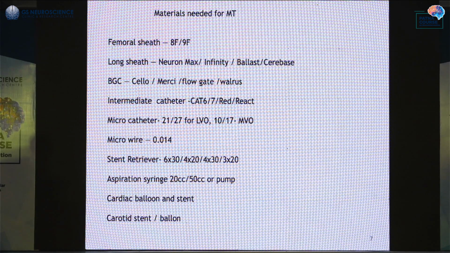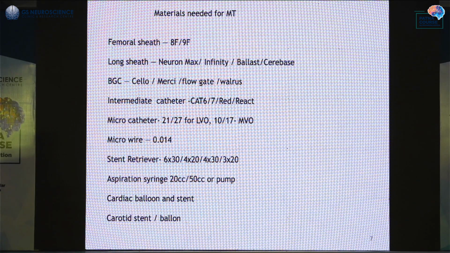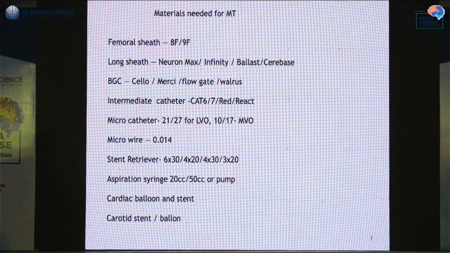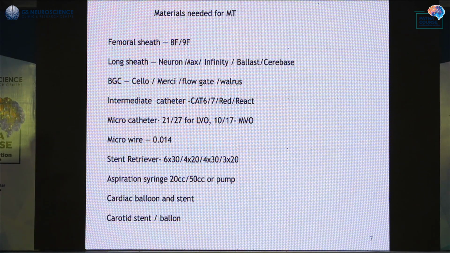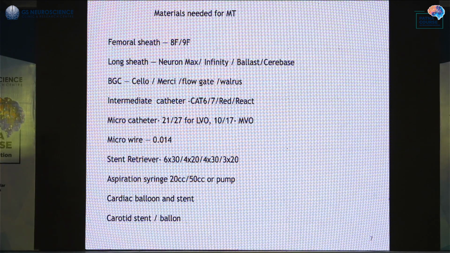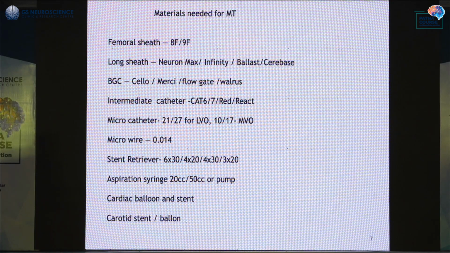So these are the materials which are needed. I started with the 6F femoral sheath. Now in each and every case, we take the 8F sheath. If you are using a long sheath and aspiration, or long sheath, aspiration and stent combination technique, but you want to use the balloon guide, then you have to take the 9 French. A few balloon guides are available which can go with 8 French, but the aspiration catheter will not go with the 8F balloon guide. So you have to keep that in mind.